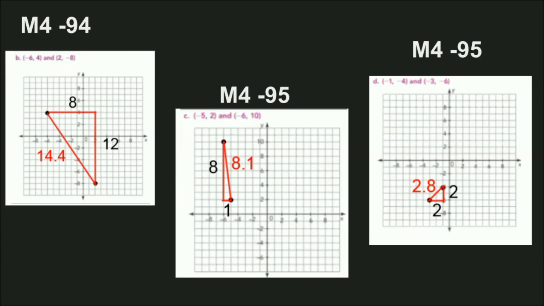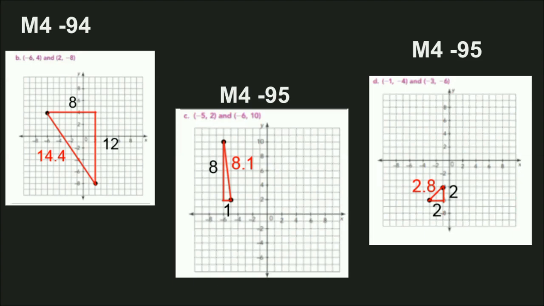B gave us a hypotenuse of 4 and 4/10. C gave us a hypotenuse of 8 and 1/10. And then finally, D gave us a hypotenuse of 2 and 8/10. Okay, so now that we've talked about graphing to find C using a coordinate plane, remember that was part of what we were going to learn today.